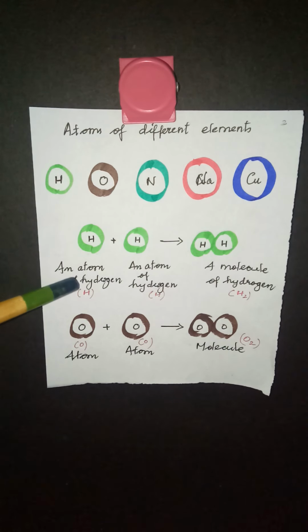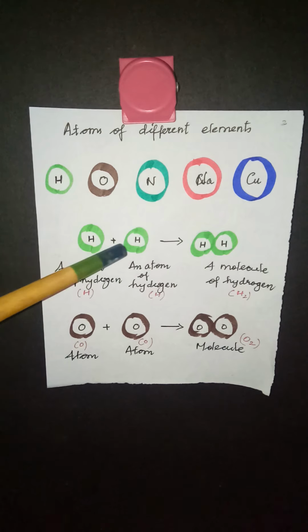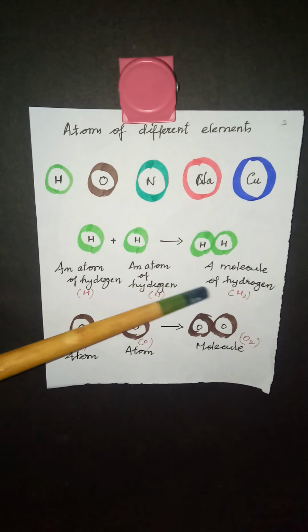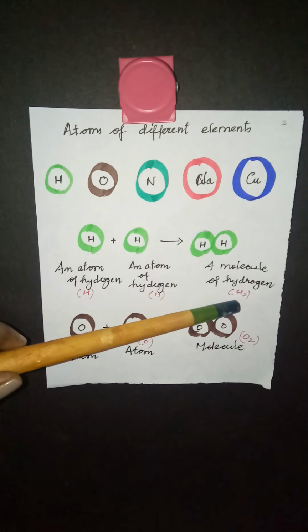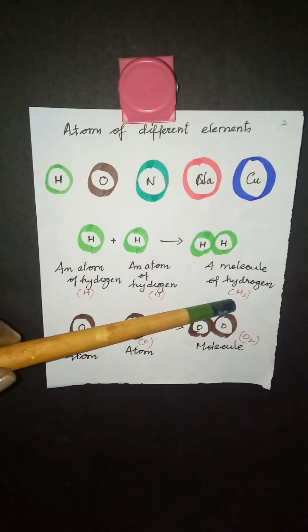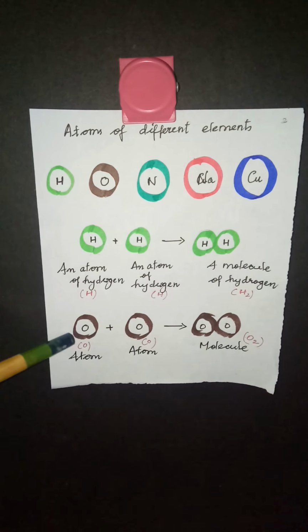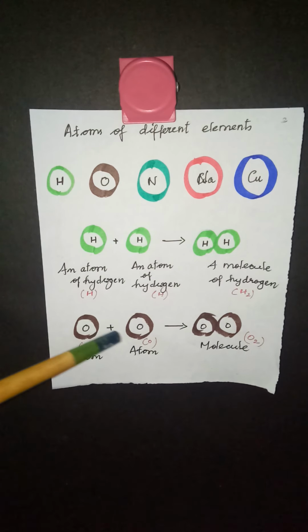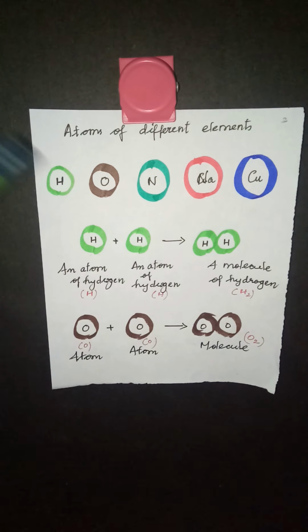Now coming to the molecule. See, I told you this is an atom of hydrogen and this is again another atom of hydrogen. When they form chemical bonding, then we get a molecule of hydrogen. See, this is a hydrogen atom and again another hydrogen atom joined together through a chemical bond. Then this is a hydrogen molecule. Same way, look at this example. You have one oxygen atom and another oxygen atom. When they react together to form a chemical bond, you get an oxygen molecule.